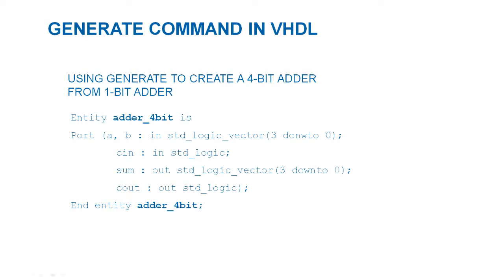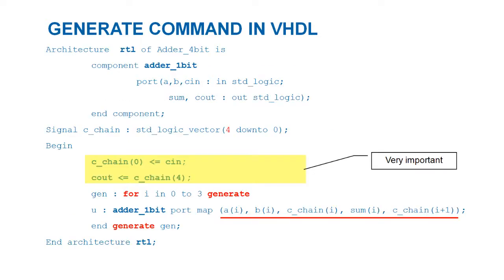I have A and B, the operands that I would like to add together, the carry in, and then the sum, the result of the addition, and then the carry out. To implement this, I have a component, adder 1 bit, that has 1 bit coming in for A, for B, and for the carry in signal, and also 1 bit going out for the sum and for the carry out signal.